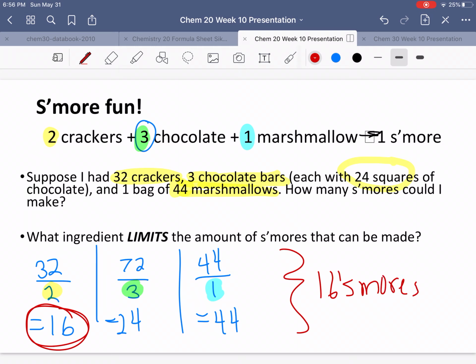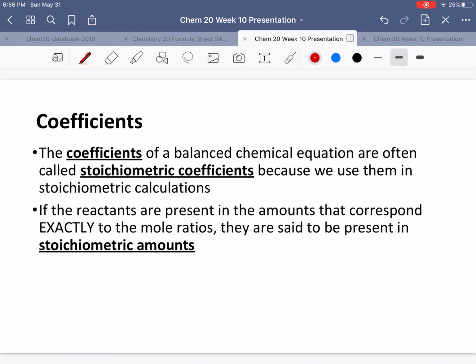We have an excess amount of chocolate. We have an excess amount of marshmallows. Unfortunately, it is the crackers that dictate this. Okay, so if I went through that problem and you went, yeah, Sakura, this is no big deal, this isn't so bad, good. That's what I want, because that's going to let you have in the back of your head to understand these limiting and excess reagents. So ultimately, just like we saw in that recipe, the coefficients are really key, right?